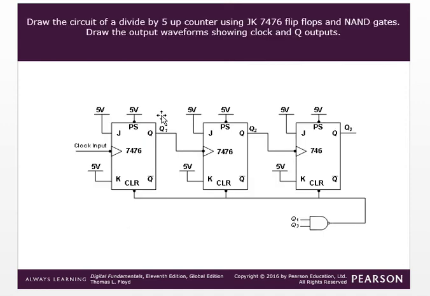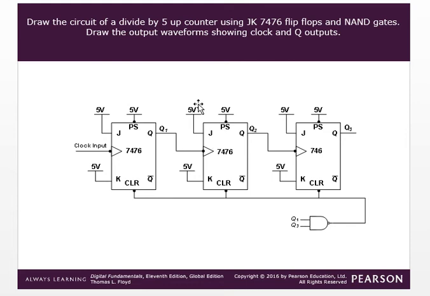Now let me tell you about the second question. For example, draw the circuit of a divide by 5 counter using JK flip-flop. So here the first question is how many flip-flops we require to achieve this, because if you have 2 flip-flops then we can go to a maximum of 4, because 2 to the power 2 is 4. At the same time, if we have 3 flip-flops we can go to a maximum of 8, because 2 to the power 3 is 8.